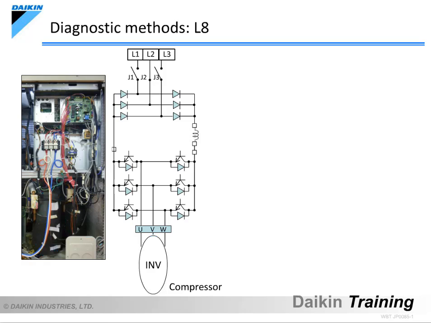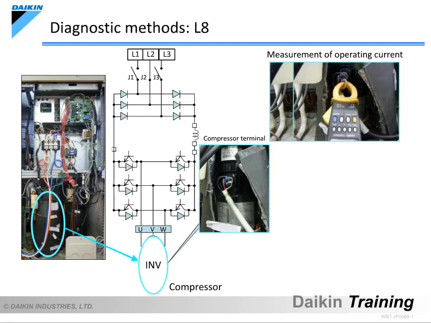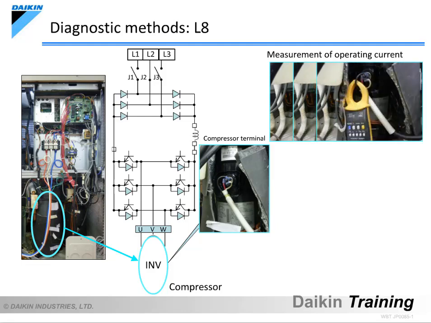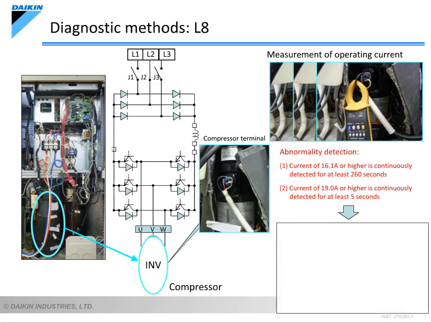First, remove the power supply cover on the compressor, attach the clamp meter to the terminal, and turn the power on. Measure the current after operation starts. If the clamp meter detects an abnormal value or continuously detects 16.1 amperes or higher, or 19.0 amperes or higher for a predetermined period of time, measure the operation data and check if there is wet operation.